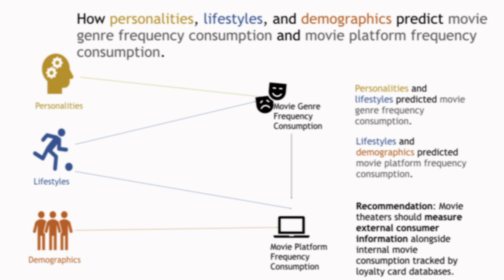How personalities, lifestyles, and demographics predict movie genre frequency consumption and movie platform frequency consumption. Personalities and lifestyles predicted movie genre consumption frequency, fine. Lifestyles and demographics predicted movie platform frequency consumption, fine. Recommendation: movie theaters should measure external consumer information alongside internal movie consumption tracked by loyalty card databases. That was the crux of this study, that loyalty card programs were not really capturing a lot of consumer data.